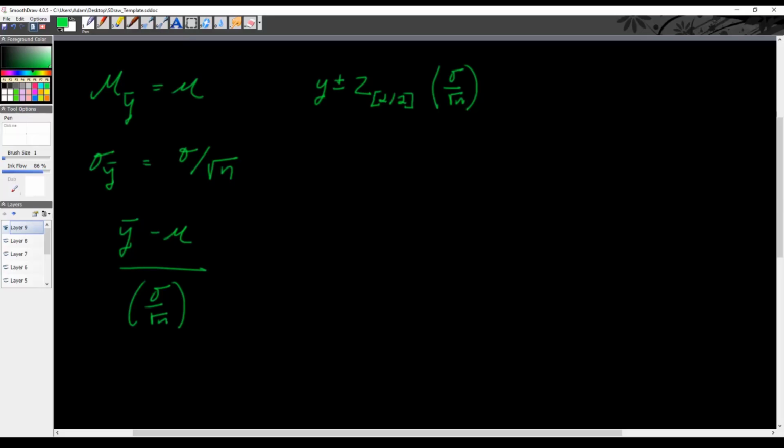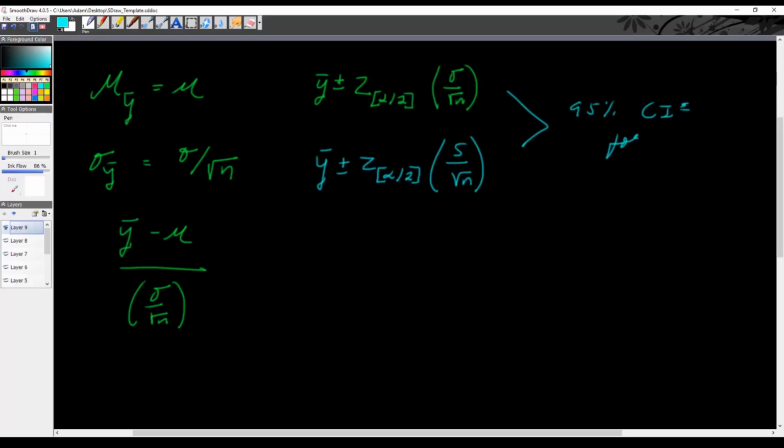So this implies that these quantities, y bar plus or minus z alpha divided by 2 times the standard error, and then suppose we're working with the sample standard deviation instead of the population standard deviation, both of these quantities are 95% confidence intervals for mu. So both are 95% confidence intervals for mu, and this is when we have a sample size greater than 30.